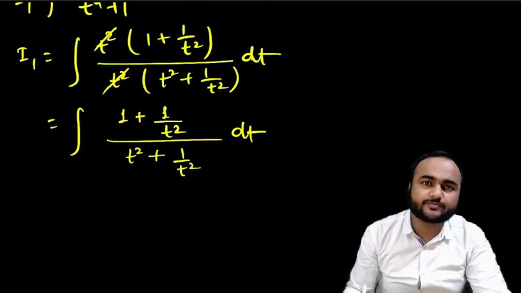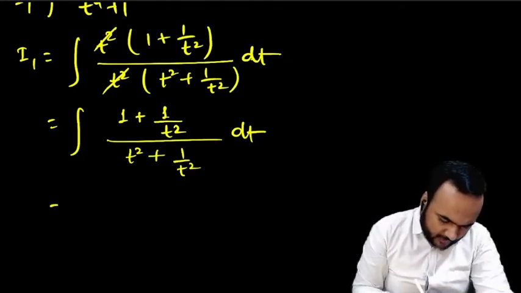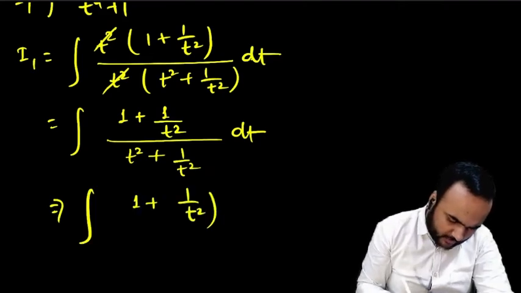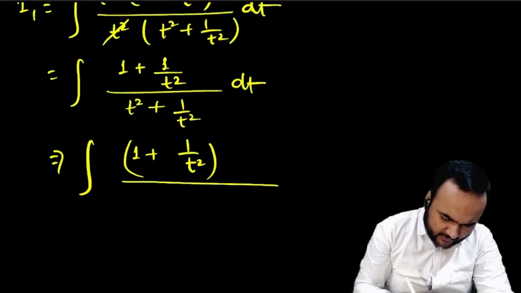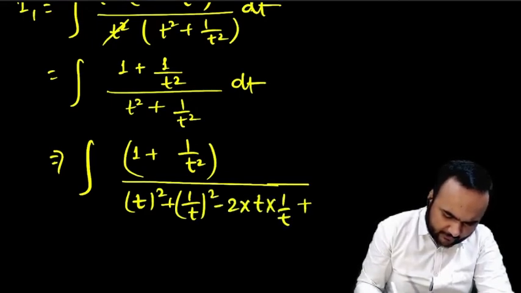If the minus sign is present in the numerator, convert it into a plus b whole square. So this whole integration will become something like this, 1 plus 1 by t square. So I can write it like this, t whole square plus 1 by t whole square minus 2 times t into 1 by t and plus t.